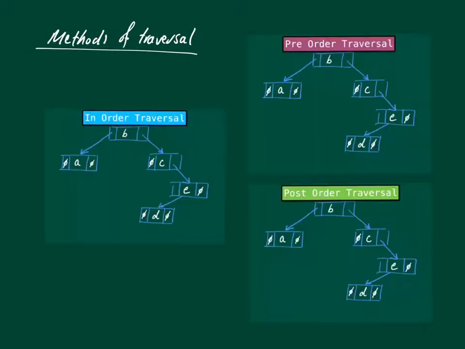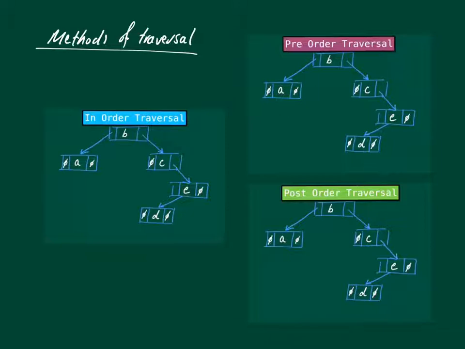With binary trees, there are three methods of traversal that you need to know about. There's in-order traversal, there's pre-order traversal, and there's post-order traversal. I'm going to play these three videos one at a time and just briefly describe how they work.